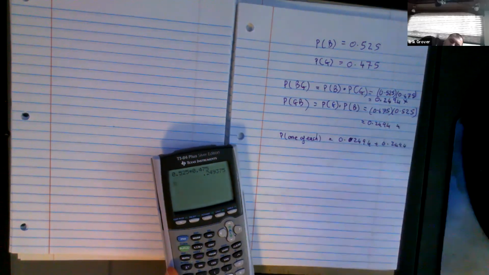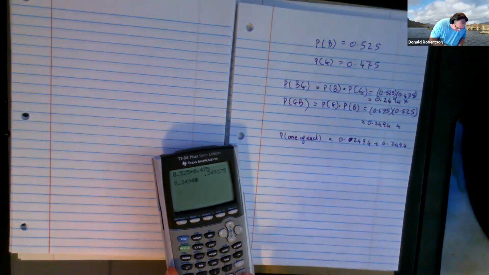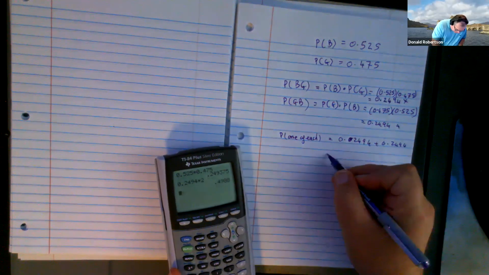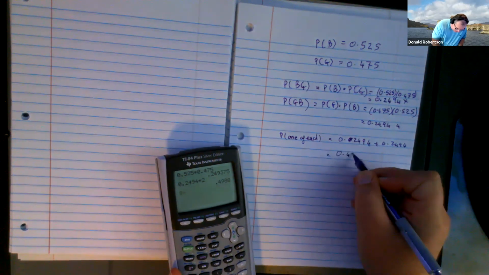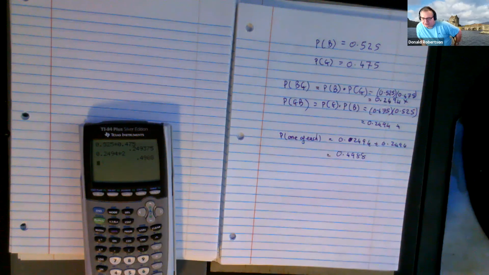I think that's the part I struggled on. So I'm doing that. Well, adding is the same as doubling, so I'll just do that. If they're the same thing, adding is the same as doubling. And I got that guy. So it's slightly less than 50% chance that you get one of each.